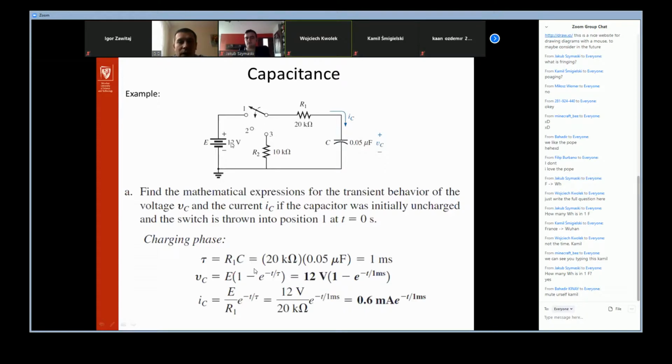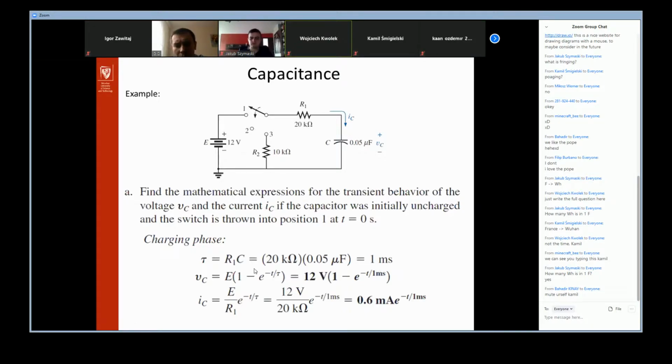As you see, this is just the resistor R1 connected directly to our capacitor. So it is very simple to find the tau. It is R1 multiplied by C. If I put our values here, we'll get 1 millisecond of time. Great.